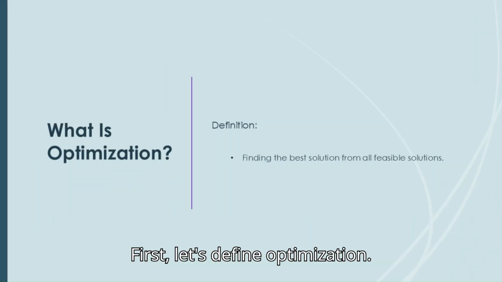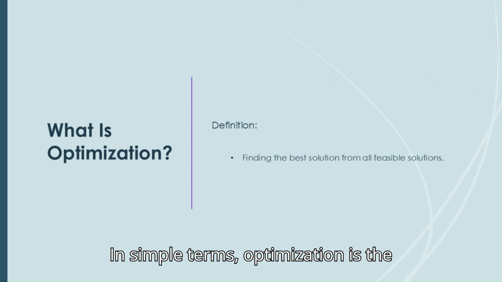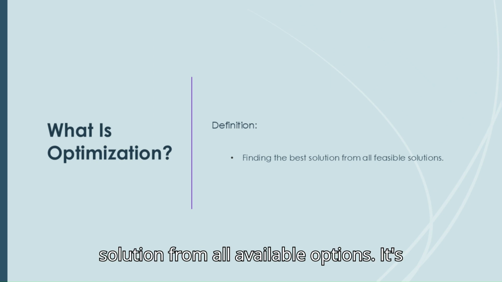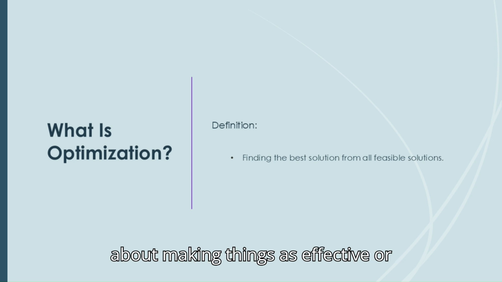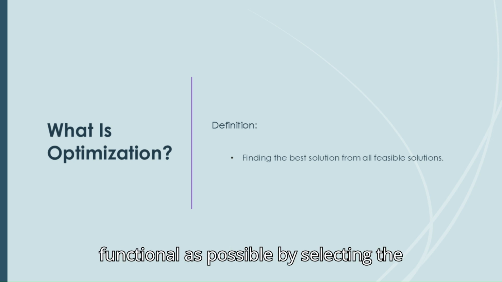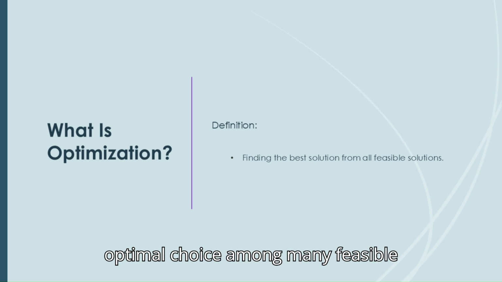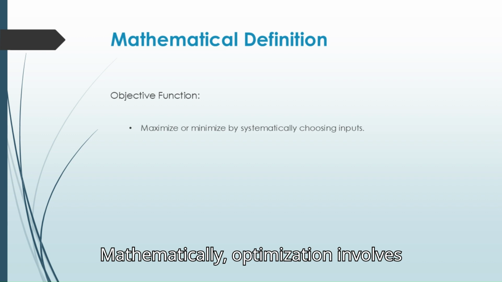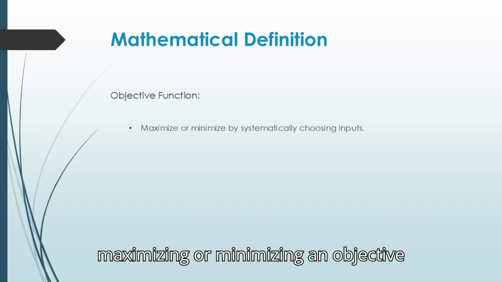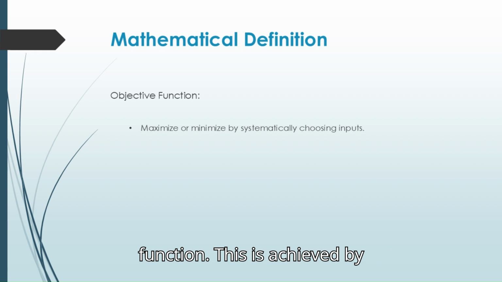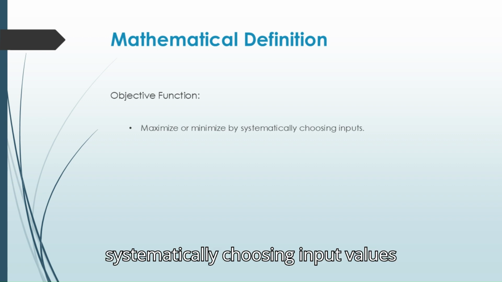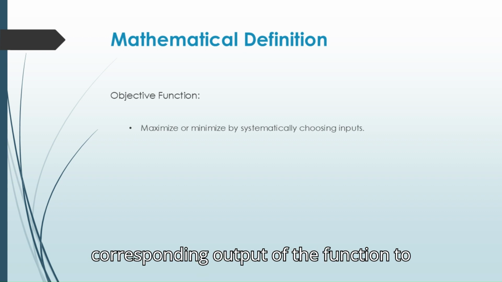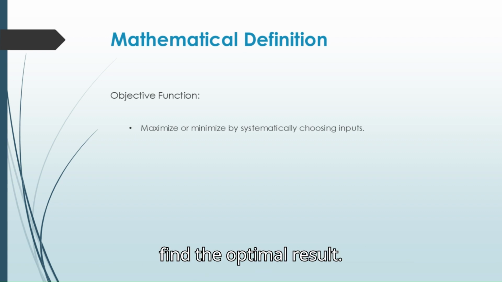First, let's define optimization. In simple terms, optimization is the process of finding the best possible solution from all available options. It's about making things as effective or functional as possible by selecting the optimal choice among many feasible alternatives. Mathematically, optimization involves maximizing or minimizing an objective function. This is achieved by systematically choosing input values within an allowed set and calculating the corresponding output of the function to find the optimal result.